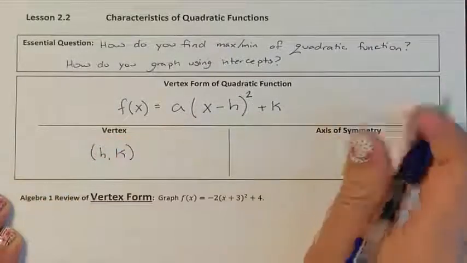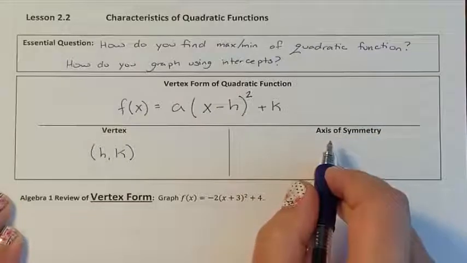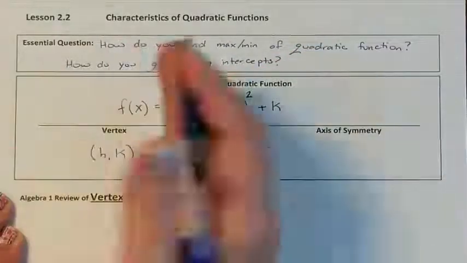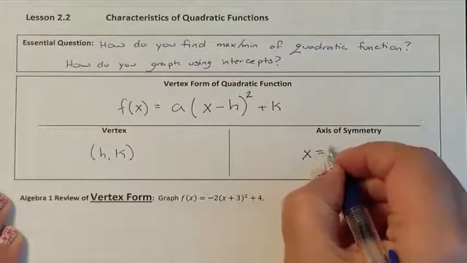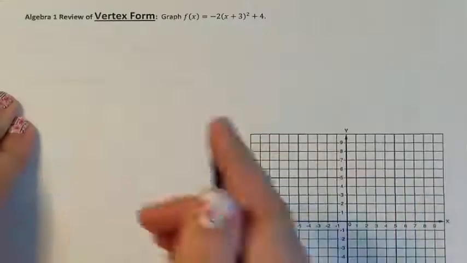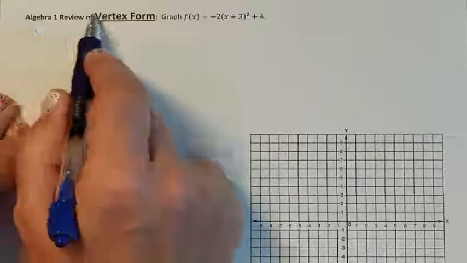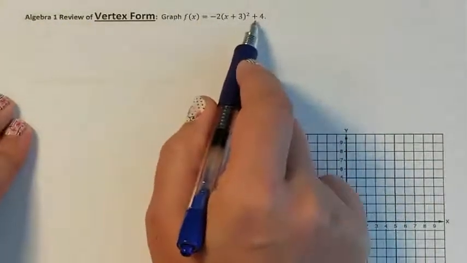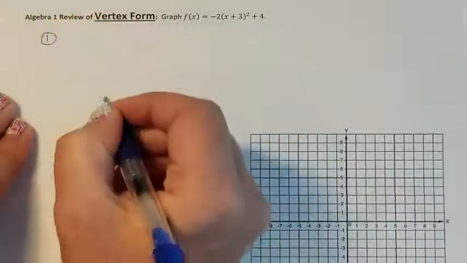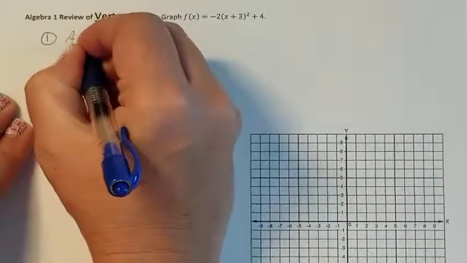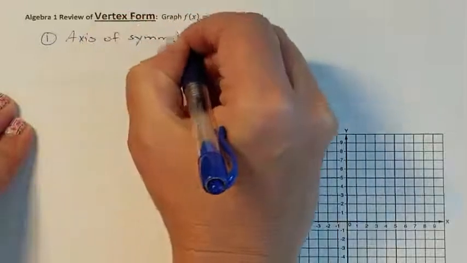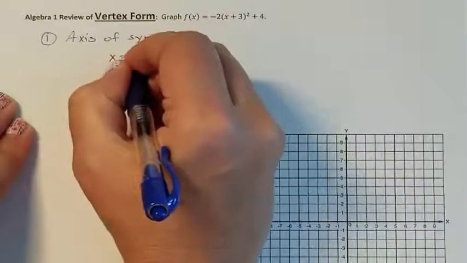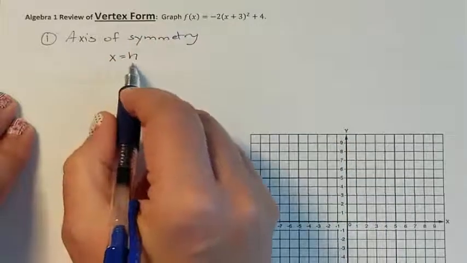And our axis of symmetry is the line that goes straight through the vertex and tells us what each half is. So this is the line x equals h. So we are going to pretend that this is Algebra 1. How would we have been asked to graph this vertex form using Algebra 1? The very first thing we would have been asked to do is to find the axis of symmetry. To find the axis of symmetry, we use the equation x equals h. So we need to identify the h.